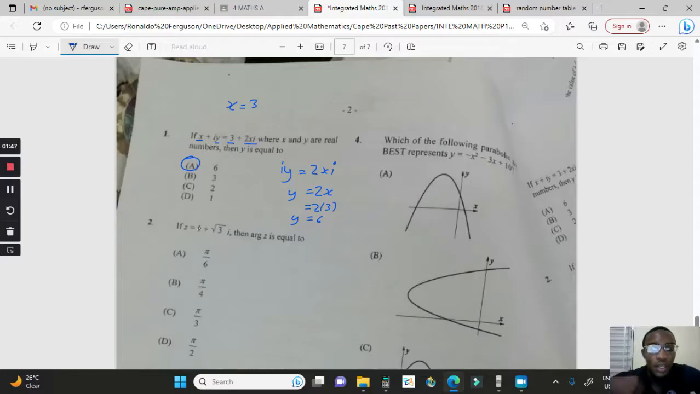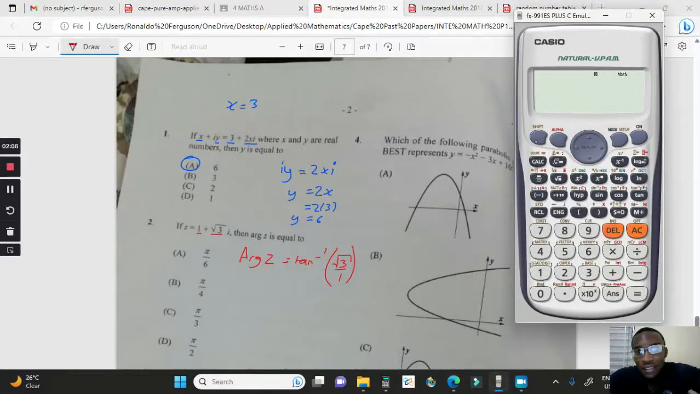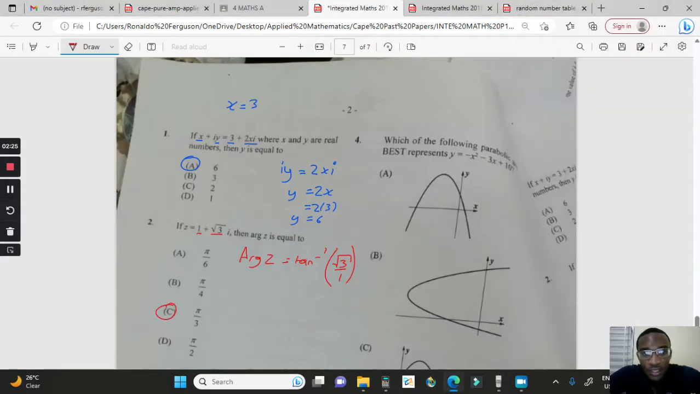The next one wants what we call the argument of z. To find the argument of z, remember arg z is equal to tan inverse y over x. The y value is root 3, so tan inverse root 3 over 1. Then you put the calculator in radians. In degrees you'll get 60, but we don't want degrees, we want radians, which is pi over 3. Option C.